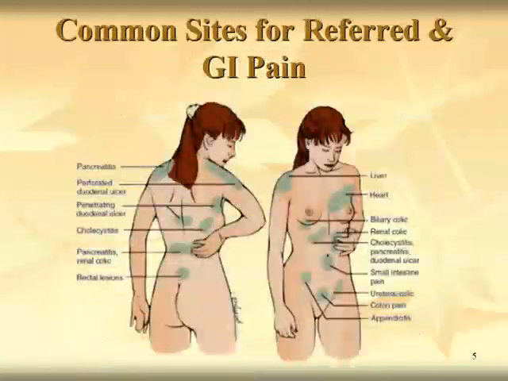This is a really nice picture that depicts common sites for referred GI pain. Remember, just like a cardiac patient can sometimes have referred pain into the neck, the jaw, and down the left arm, sometimes patients with internal abdominal disorder problems can have referred pain to other areas of the body. So as you look at this slide, you can notice that patients with pancreatitis may complain of shoulder pain, as well as patients with liver disorders may complain of right shoulder discomfort. That would be because it's a referred type of pain to that area of the body.